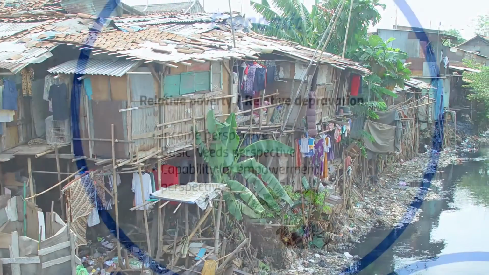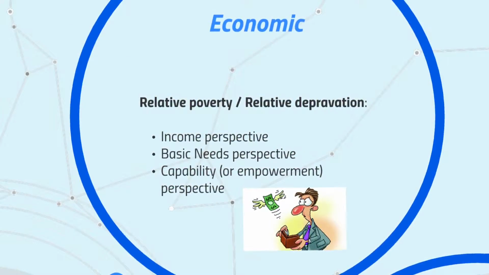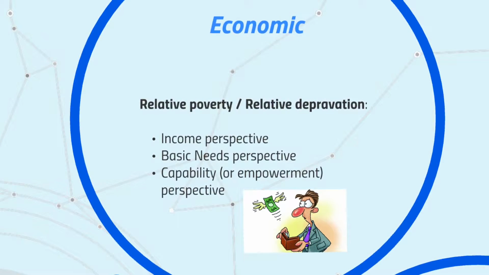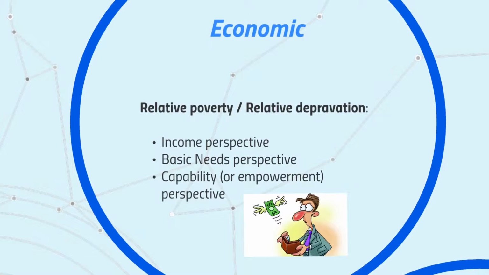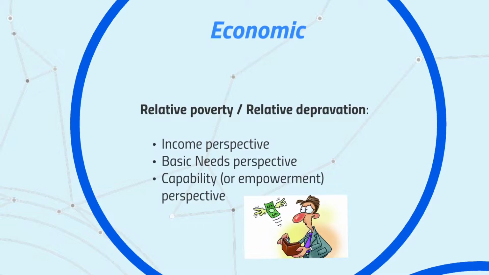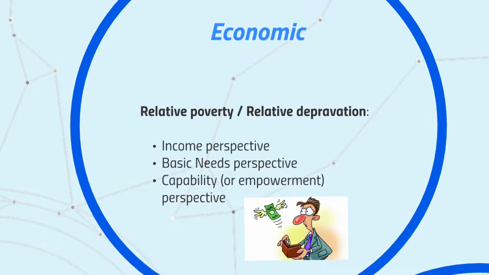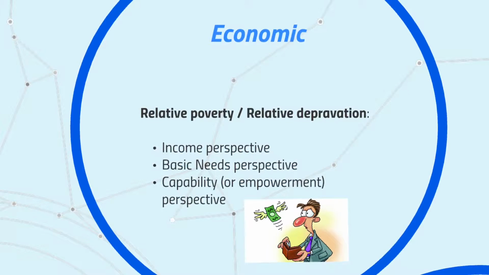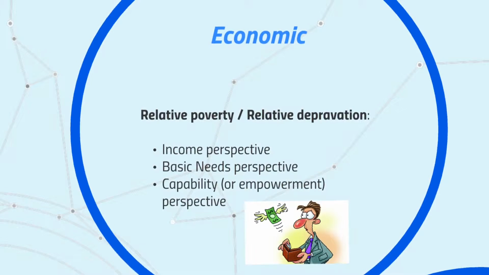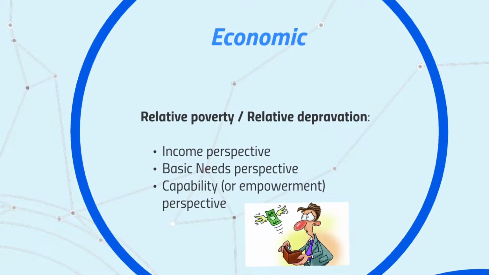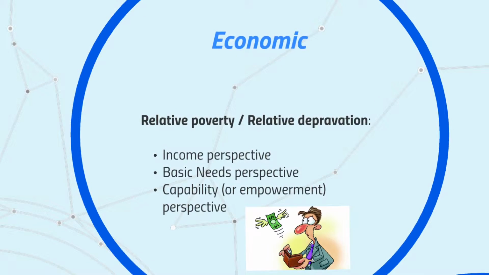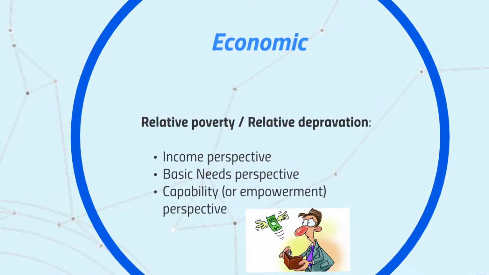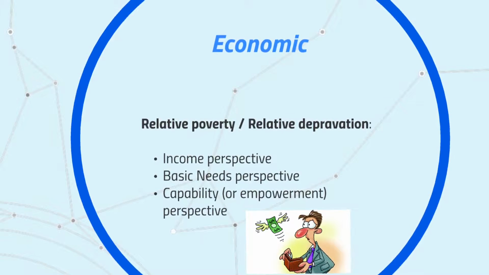First of all, we'll see and understand the economic aspect. Here we find the relative poverty or relative deprivation. This is confirmed by the income, basic needs, and capability perspectives. The income perspective measures if an individual is below her or his country's poverty line. This is defined by whether or not the person has a sufficient income to purchase a specified amount of food.